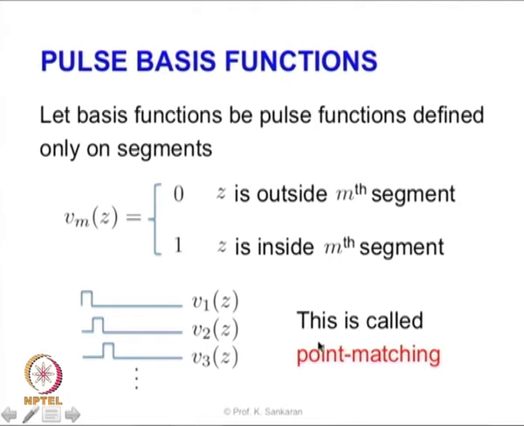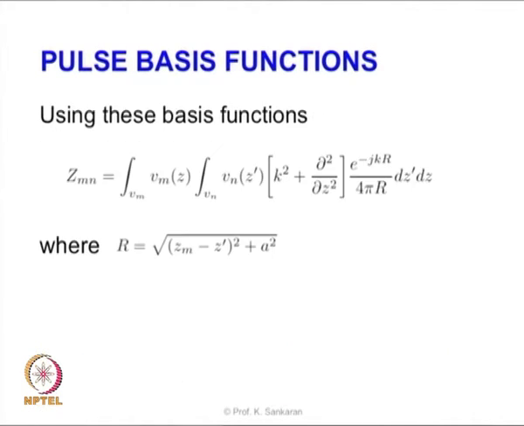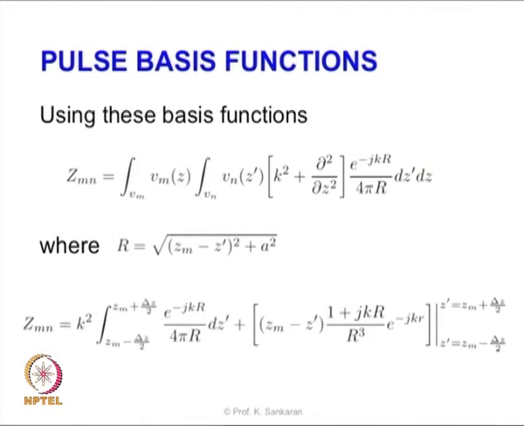This approach is called the point matching approach, and we can substitute the value of E of z accordingly for the value on the right hand side. Now, for computing the matrix Zmn we can use this integration here, and we can expand this integration inside the term. When the value of Zm is equal to Zn, there is something interesting going to happen that we will see in the next slide.